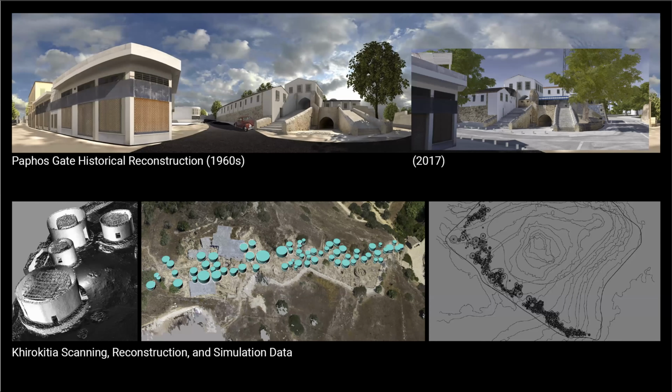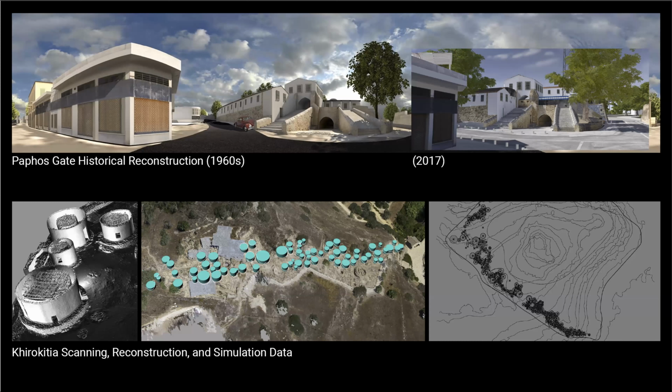So up above, we have the Paphos Gate, which was excavated in 2015. They rebuilt it as it stood in 2017. They built a 1960s version, and as the political situation within Nicosia changed, so did the urban fabric. So they built these big spatial data sets to represent that.